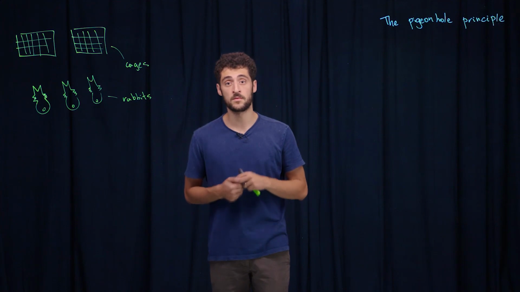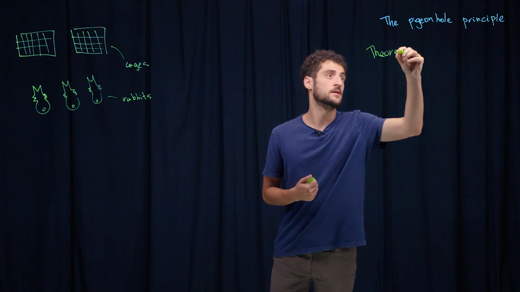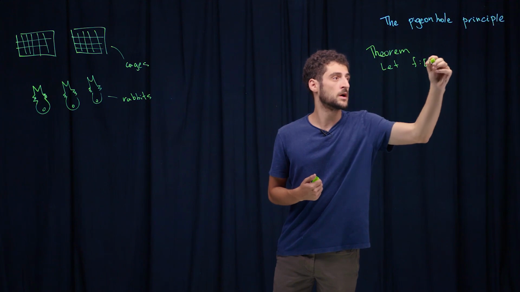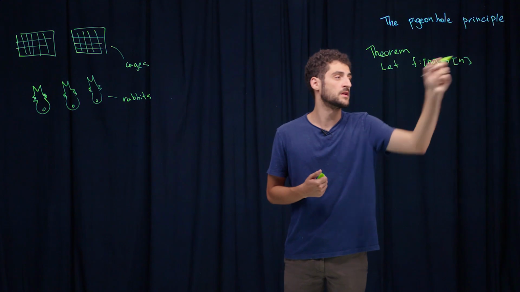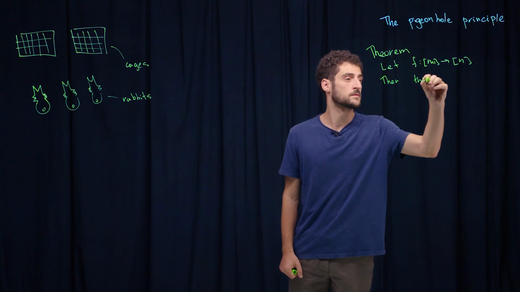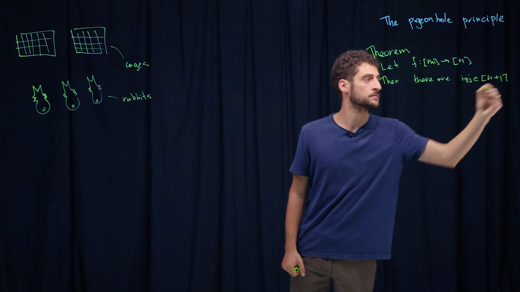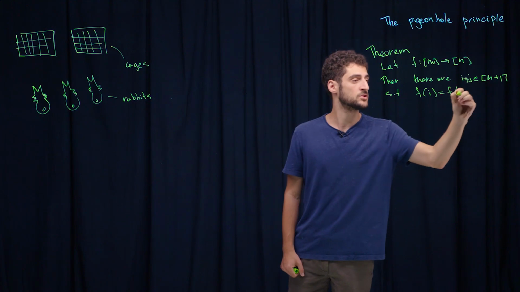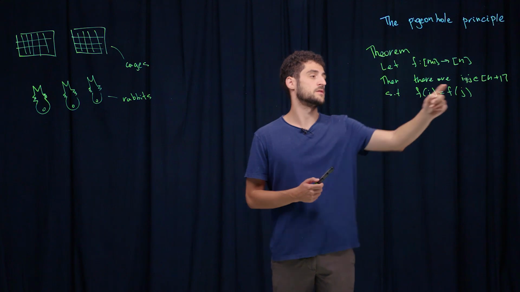So let's try to formalize this theorem. The Pigeonhole Theorem says that if you have a function from n plus 1 to n, in other words, you have n plus 1 rabbits and n cages, then there are i and j, numbers from 1 to n plus 1, such that f of i is equal to f of j. In other words, rabbit i sits in the same cage as rabbit j.